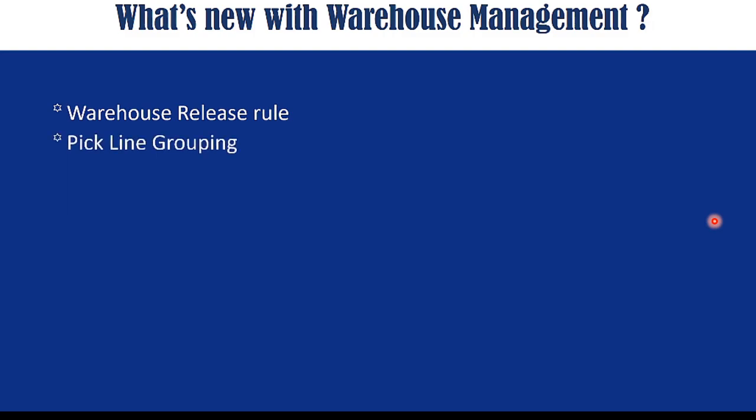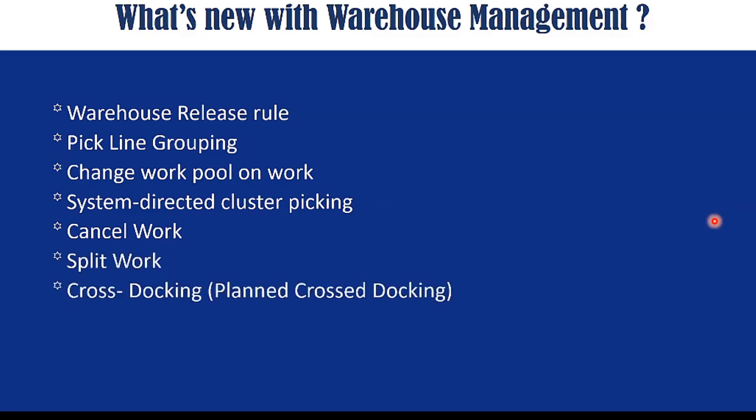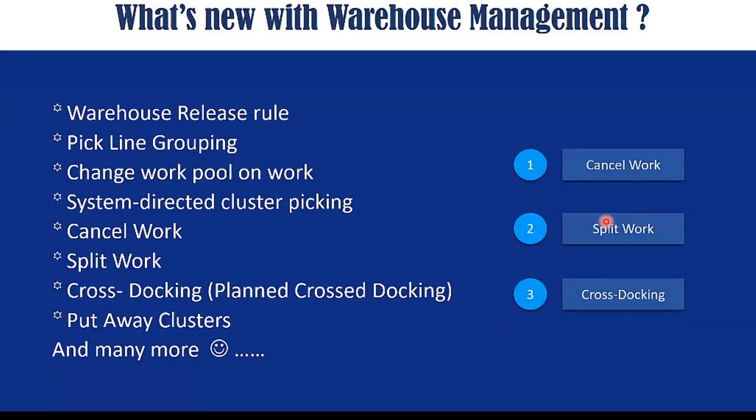We'll talk about the new features which came in the 2019 release wave 2 plan. There are a few features displayed here: warehouse release rule, pick line grouping, change work pool on work, system directed cluster picking, cancel work, split work, cross-docking, put away clusters, and many more. I just included a few of them to show you. The three features we're going to talk about today are cancel work, split work, and cross-docking.